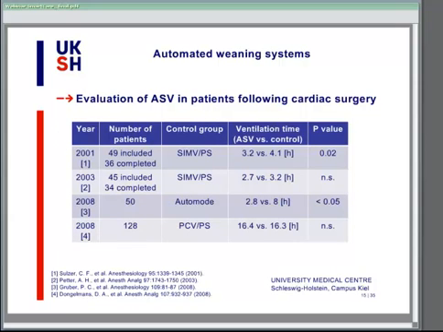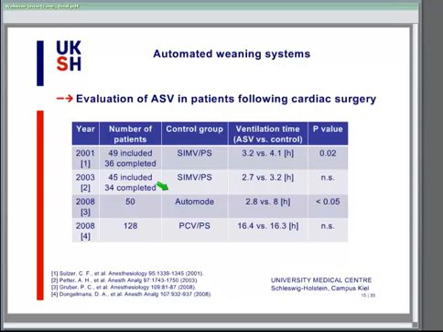This is an overview of the clinical studies that investigated adaptive support ventilation. I selected only the randomized controlled trials of these systems, and we have 4 studies, with a relatively low number of included and completed patients in the first 2 studies. Also, in the control group, the authors used SIMV plus pressure support, and I think it is really well known that this mode is the absolute slowest mode for weaning patients.